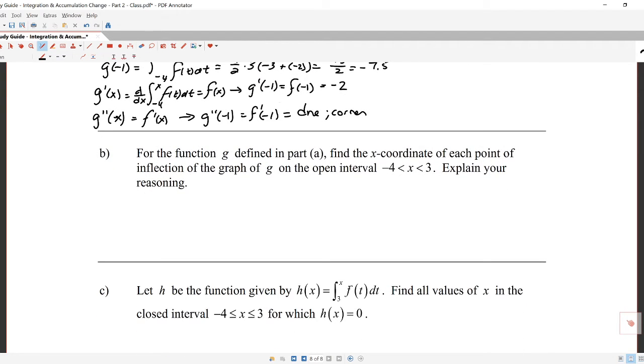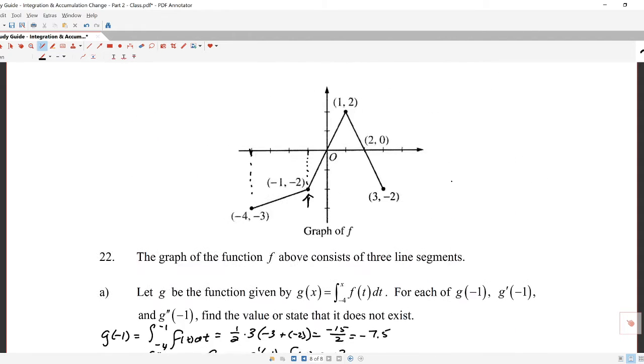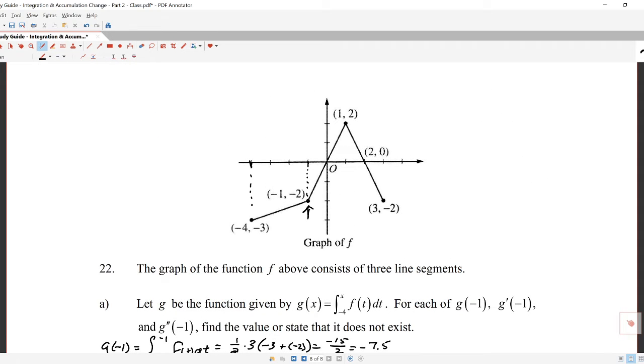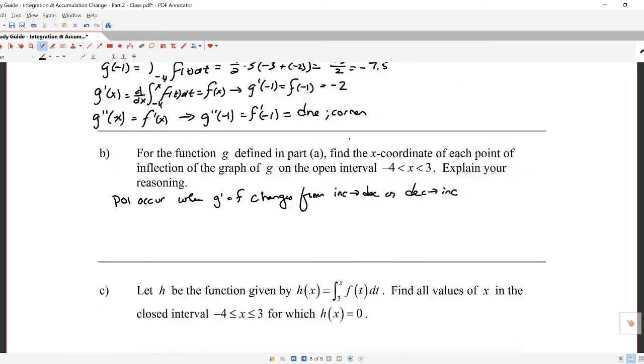All right, for the function g defined in part A, find the x-coordinate of each point of inflection. So where does a point of inflection occur? Points of inflection occur when g prime, which is f, changes from increasing to decreasing, or decreasing to increasing. So if I scan and look up at the graph of f, the function is increasing, increasing, increasing, and here is a change right here from increasing to decreasing, and then it decreases the rest of the time. So at x equals 1, there is a point of inflection.